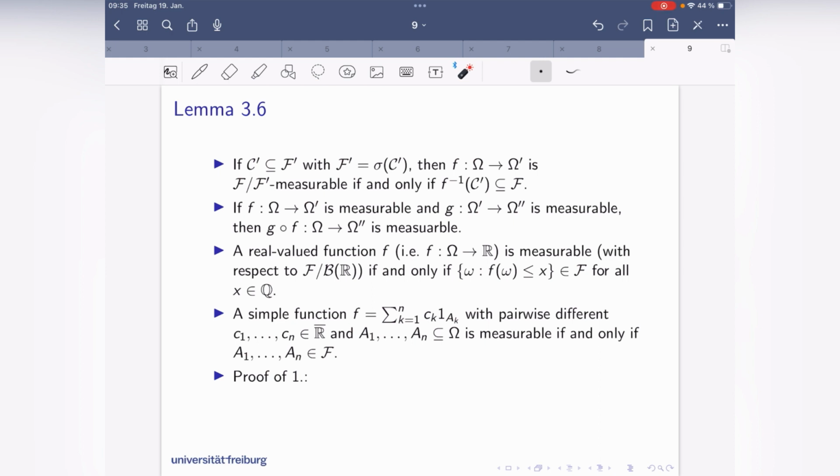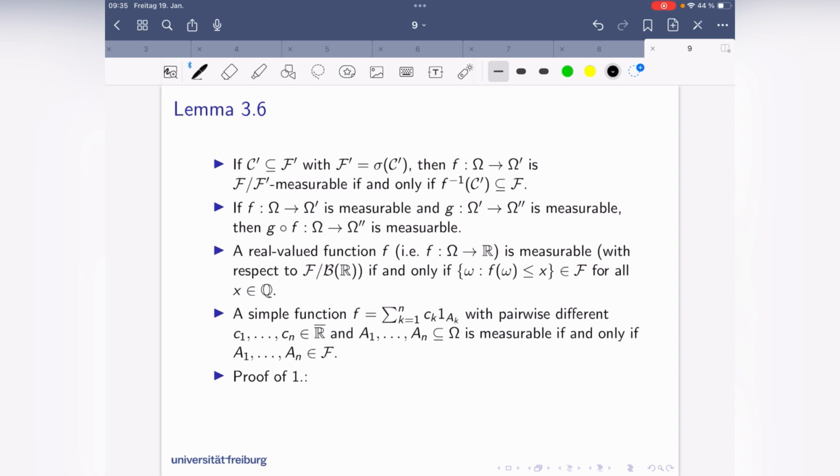First, if C prime is a generator of F prime, then a function is measurable with respect to F prime if and only if, well, if F to the minus 1 of F prime were there, that would just be the definition. But I have a C prime here, which means I need to check this property for fewer sets, only those in C prime. Let's just see if we can prove this.